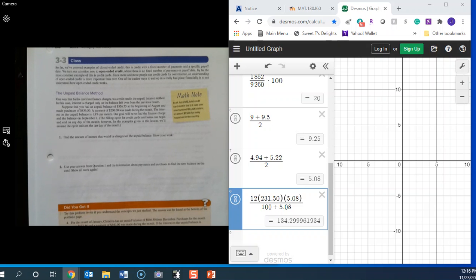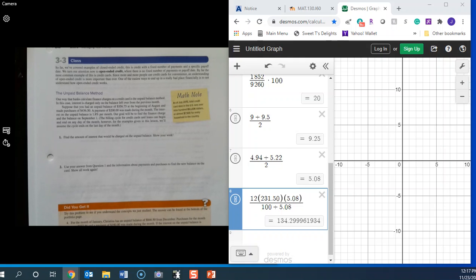Suppose that you had an unpaid balance of $356.75 at the beginning of August and made purchases of $436.50. A payment of $200 was made during the month. The interest on the unpaid balance is 1.8% per month. Our goal would be to find the finance charge and the balance on September 1st. The billing cycle for credit cards and loans can begin and end on any day of the month. However, for the examples given in this lesson, we'll assume the cycle ends on the last day of the month.